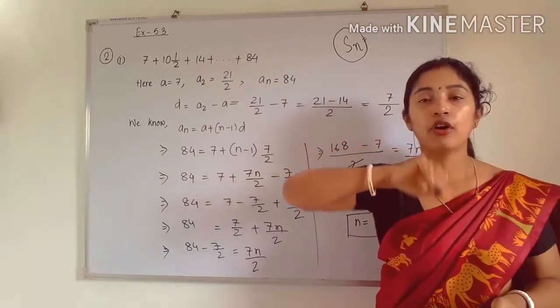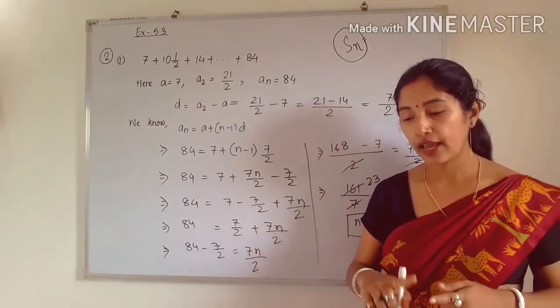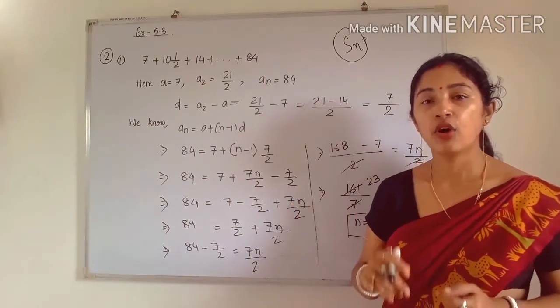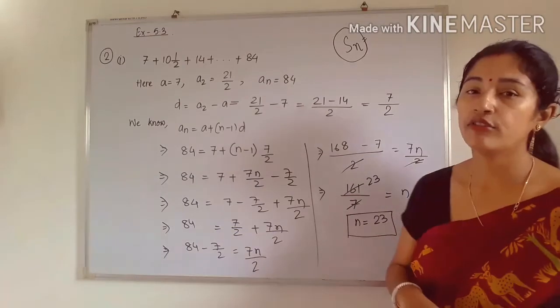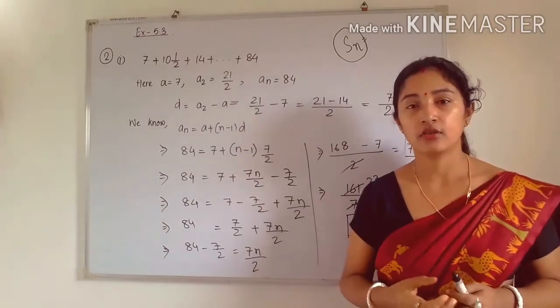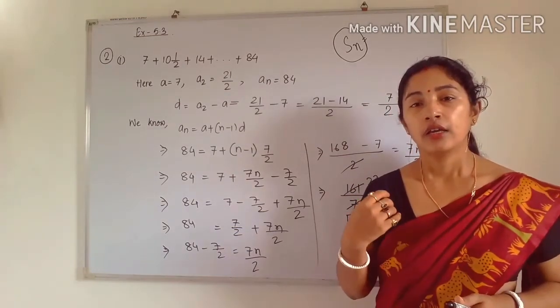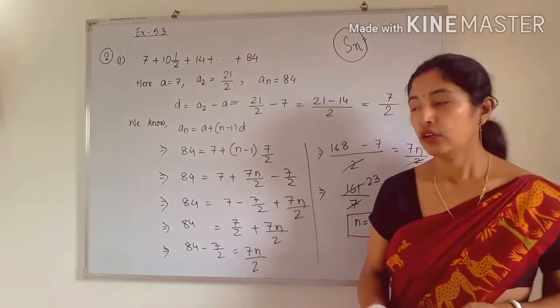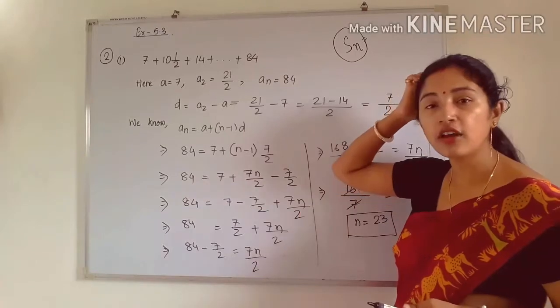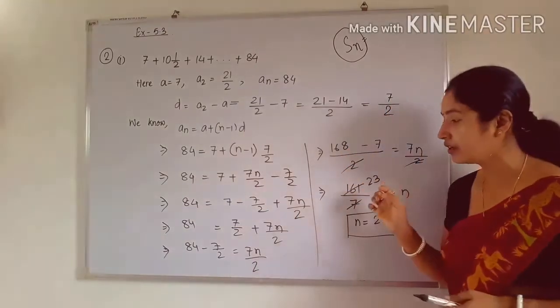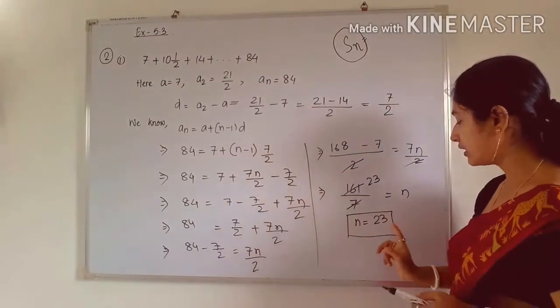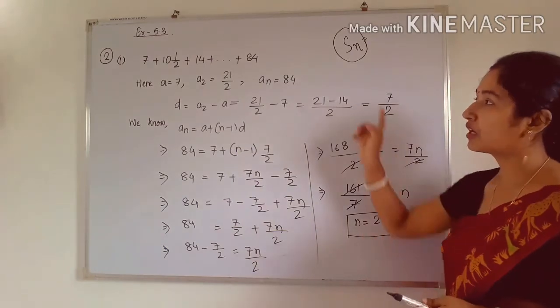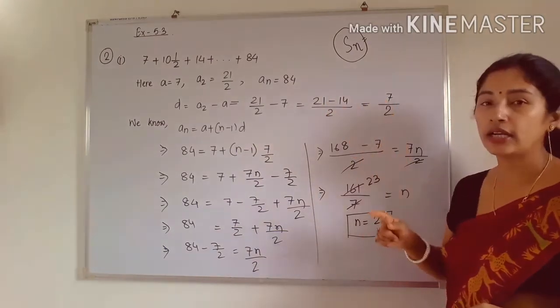Okay, and for finding Sn, that is the sum, we want the value of n in the two formulas, because in both formulas n is present. So here, from this formula, we will first find the value of n. By solving, we got n is equal to 23. That means the total number of terms is 23.